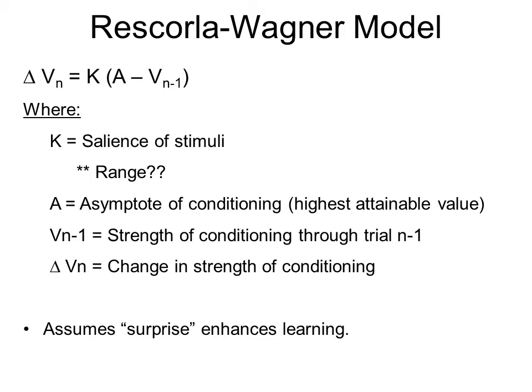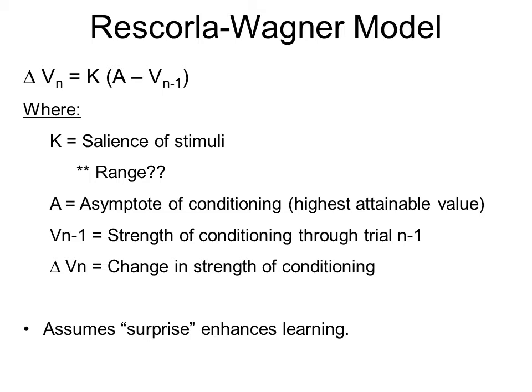And so let's unpack each of the elements or variables of this equation. So K is the most important. That determines the rate of conditioning. K reflects the salience of the stimuli. Now recall, I've used the term salience in the past. It refers to the strength or noticeability of the stimuli. A loud tone is more salient than a soft tone. A bright light is more salient than a dim light. And so we're talking here about the collective noticeability or strength of the stimuli that are used in conditioning.